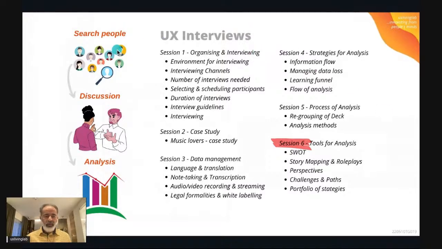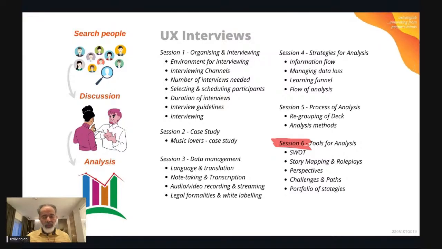As I said last time, at the macro level, we can say that the research is search for people, discussion, then analysis. These are the main three steps. Then we talked, in session one, about organizing and interviewing. In session two, case study. Session three, data management. Session four, strategies for analysis. And session five, process of analysis. And today we are talking about tools for analysis.